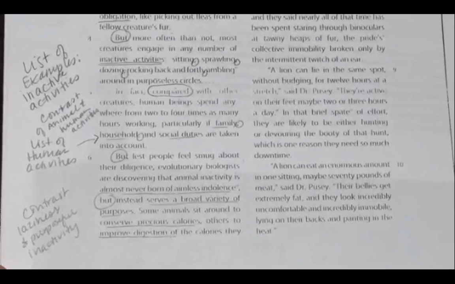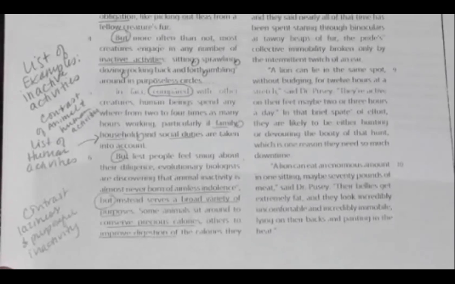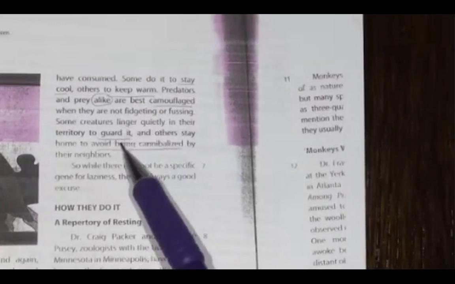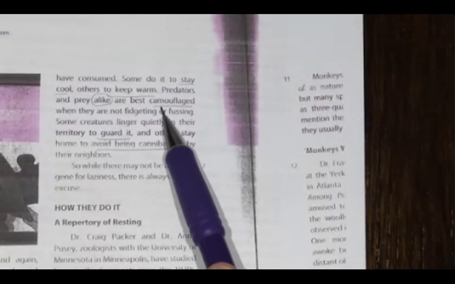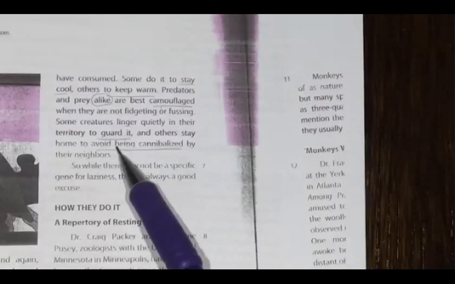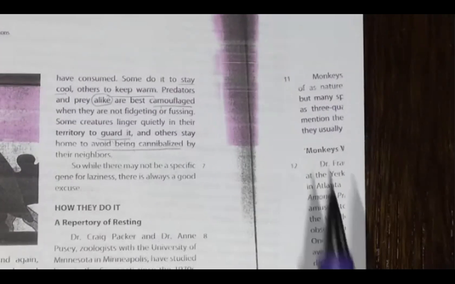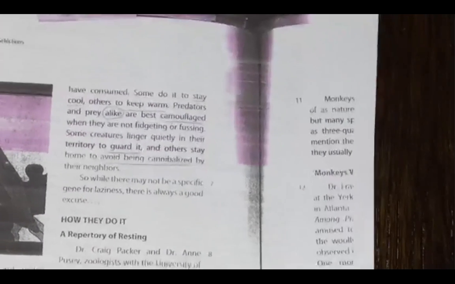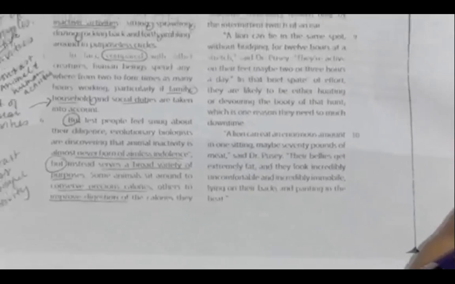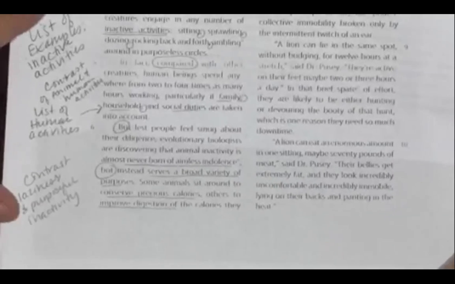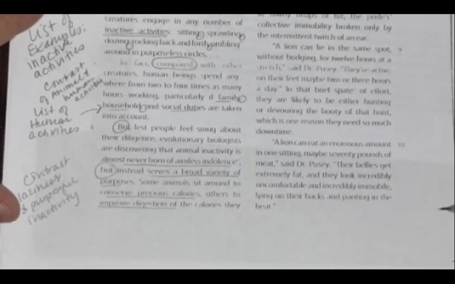They're not just being lazy. They are laying low to do a whole bunch of different things, to conserve calories, to improve digestion, to stay cool, to keep warm, to stay camouflaged, to guard their territory, or to avoid being eaten by their neighbors. So there's a reason why they're laying low. It's not just that they're lazy. Does that make sense? Do you see the contrast there? Yes. Do you see anything else here besides that contrast?